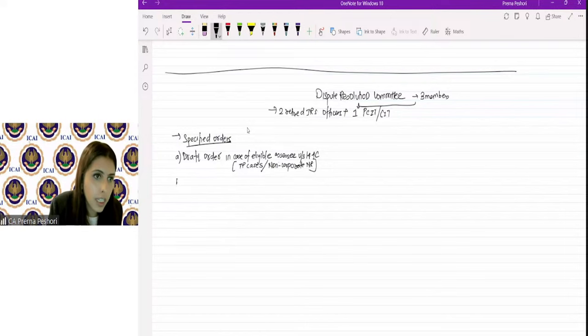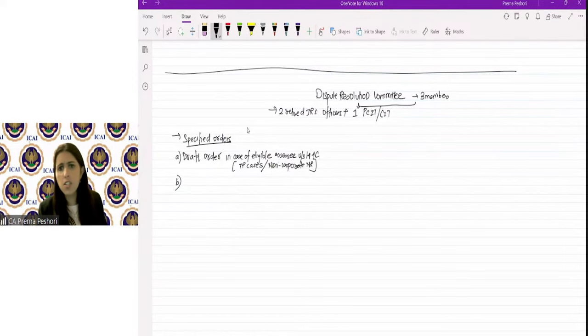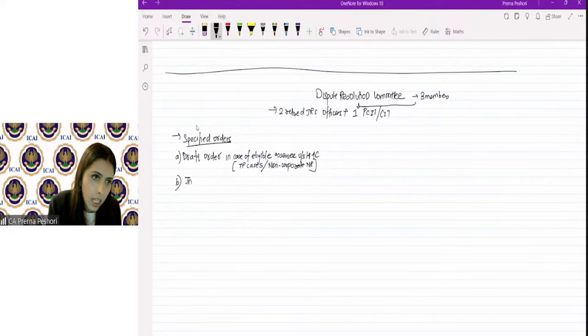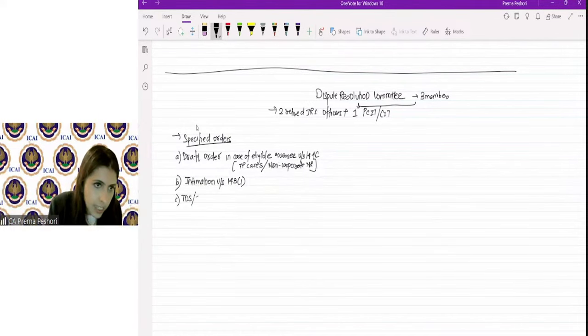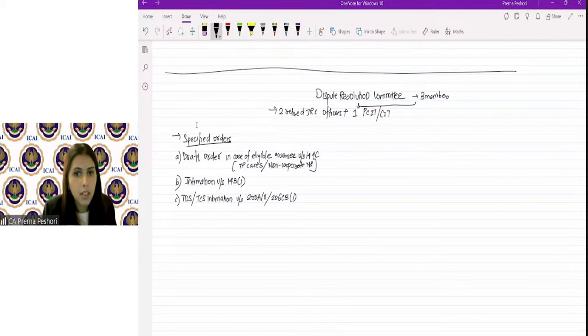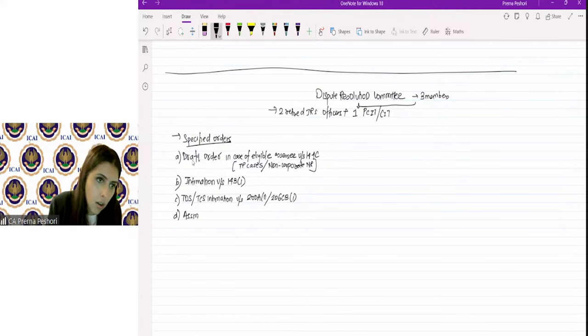Here, a foreign company cannot be covered. Of course, if it's a transfer pricing case, a foreign company is also covered, but other than transfer pricing cases. Intimation under section 143(1). TDS or TCS intimation under section 208, or 206CB(1), right?